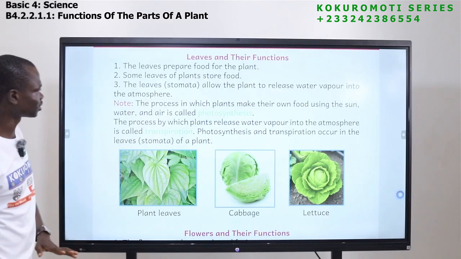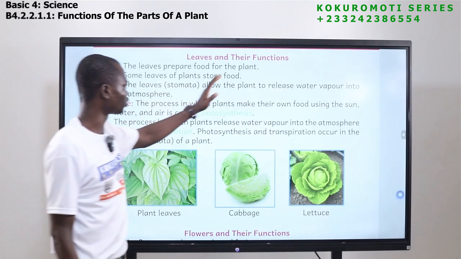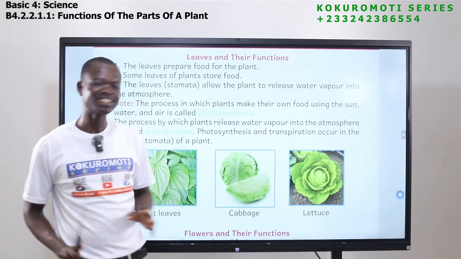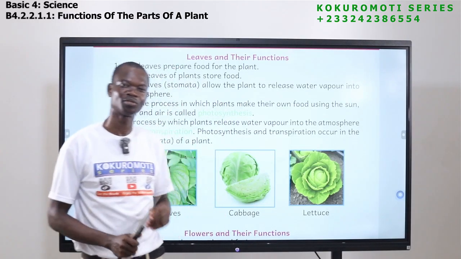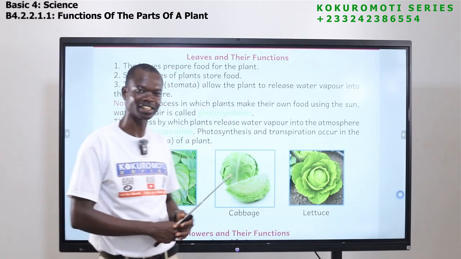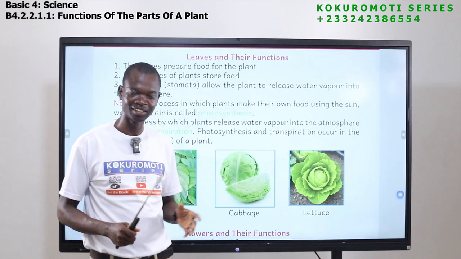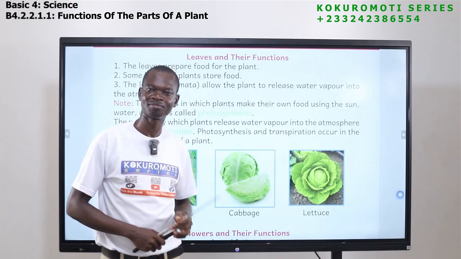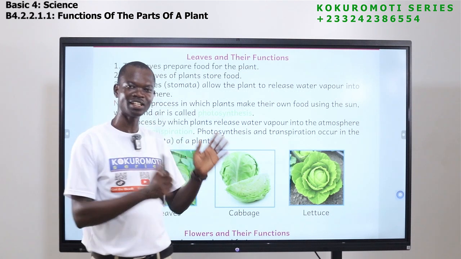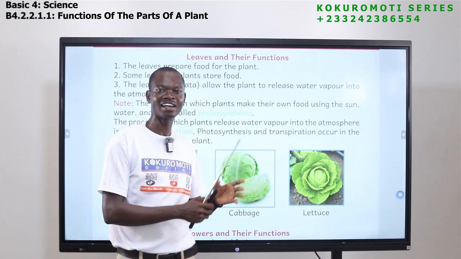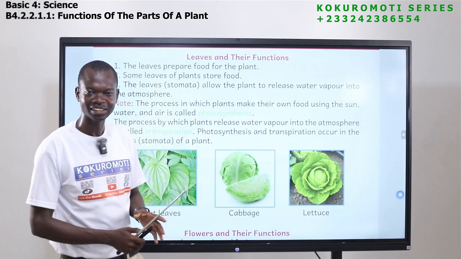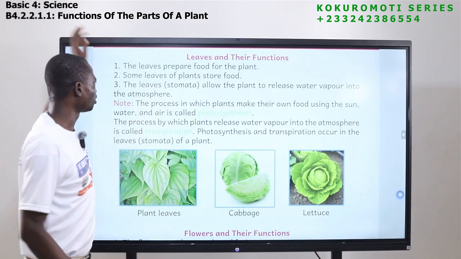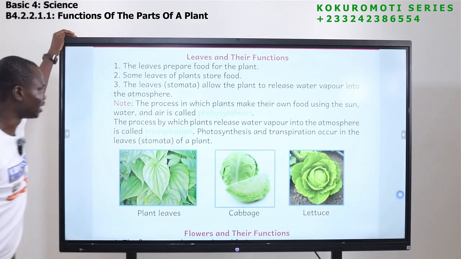So what are the functions? One, the leaves prepare food for the plants. We say the leaf is the kitchen. What do we do in the kitchen? We prepare food in the kitchen. So the kitchen of a plant is the leaf or the leaves. The leaves are the parts that help the plant to prepare its own food. So plants prepare their food in the leaves.